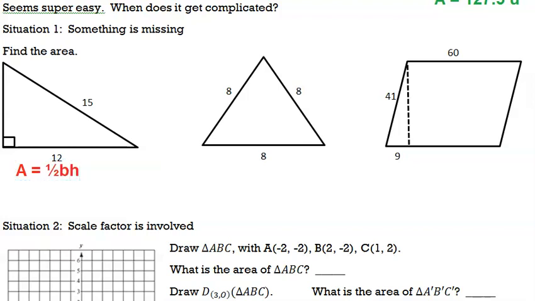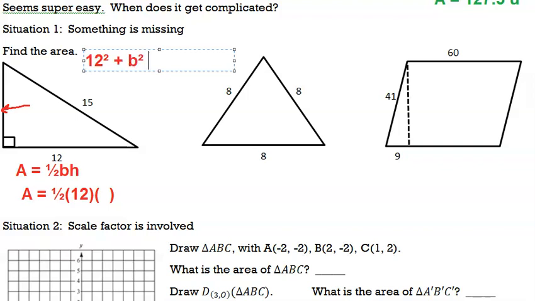The problem is we are given the base. We are not given the height. So we're going to have to find the height. And since it is a right angle, we are going to do the Pythagorean Theorem. So to do that, we are going to set it up. We're going to say 12 squared plus b squared equals 15 squared.